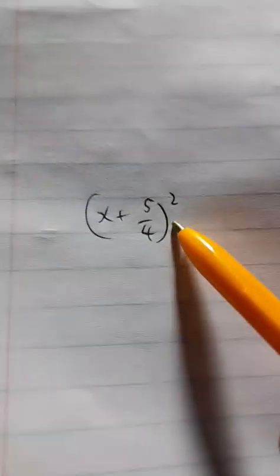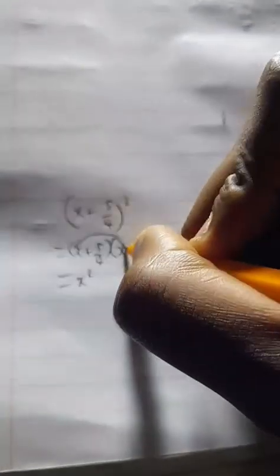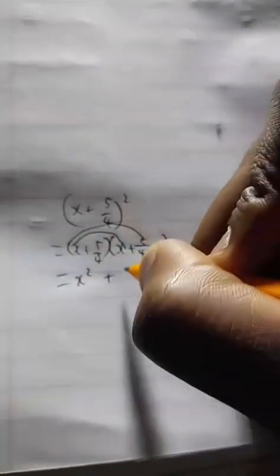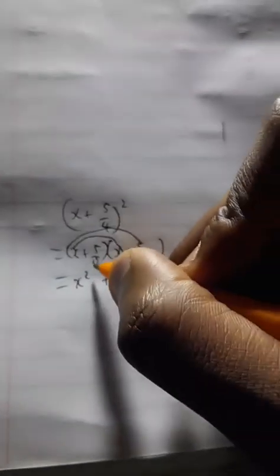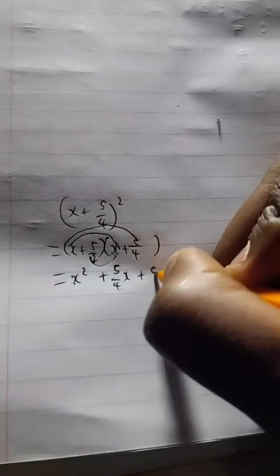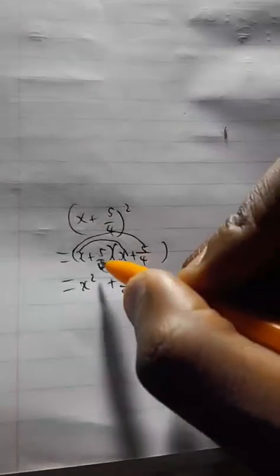If I take that x plus 5 over 4 and square it like this, you know that when you square this, it's like we are opening two brackets of x plus 5 over 4 and another one of x plus 5 over 4. If you multiply this out, you actually get x squared, because x times x is x squared. X times 5 over 4 is 5 over 4x. And then 5 over 4 times x is also another 5 over 4x. And then 5 over 4 times 5 over 4 will give you 25 over 16.